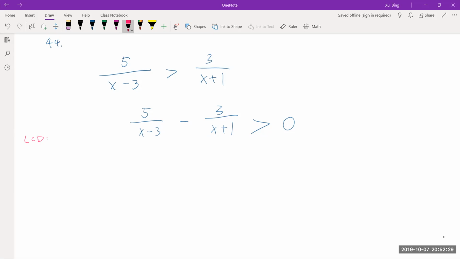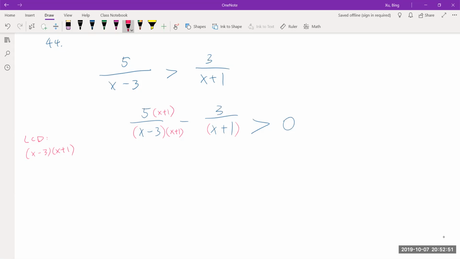X minus 3 times x plus 1. Very good. X minus 3 times x plus 1. Right. So I need to turn each denominator into this common denominator. So make x minus 3, x minus 3 times x plus 1. You need to multiply x plus 1 to the top and to the bottom.